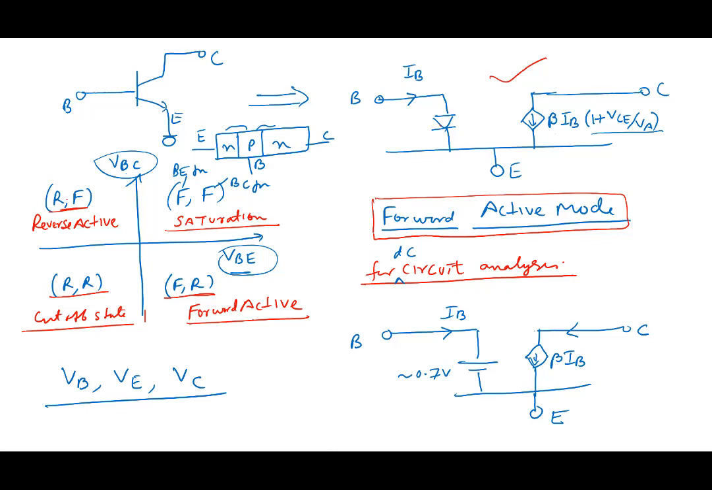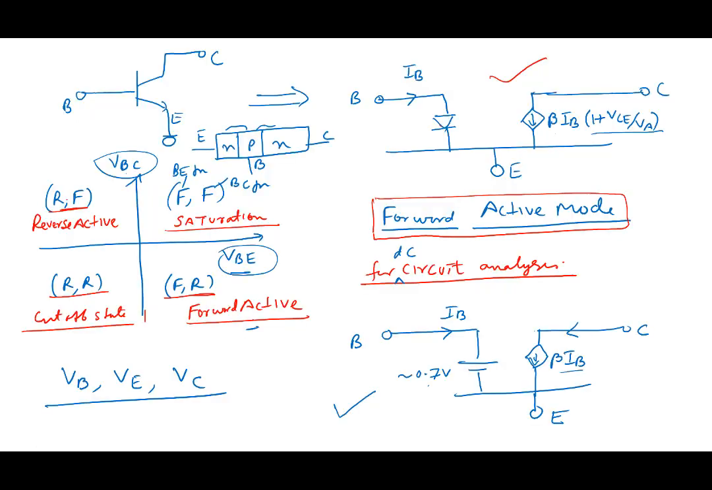If you know that this is in forward active, you can analyze using this particular model, and it will give you a simple result. There would be some error. We are neglecting a few things. We are assuming 0.7, it's not exactly 0.7. We are neglecting the early effect here. It's not just beta IB, it's beta IB multiplied by 1 plus VC by VA. But it gives us a reasonable answer for the transistor circuit here. So this is in forward active.